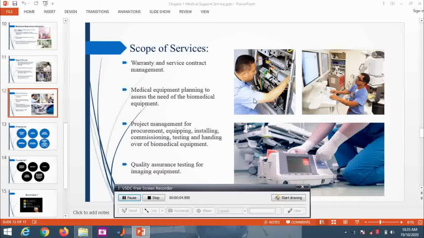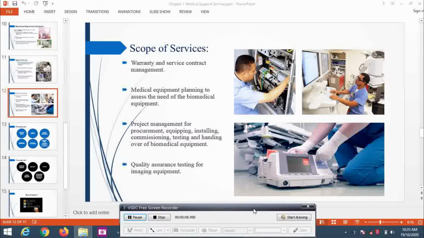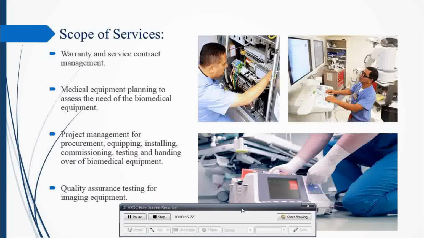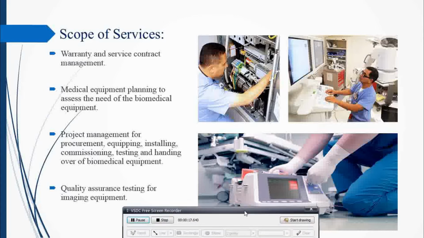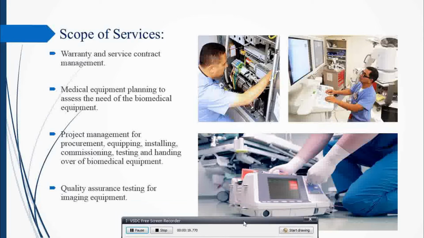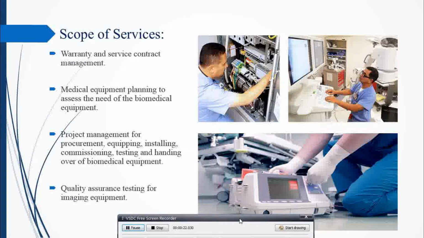Bismillahirrahmanirrahim. Okay, let's continue our previous session. I think we stopped somewhere here.